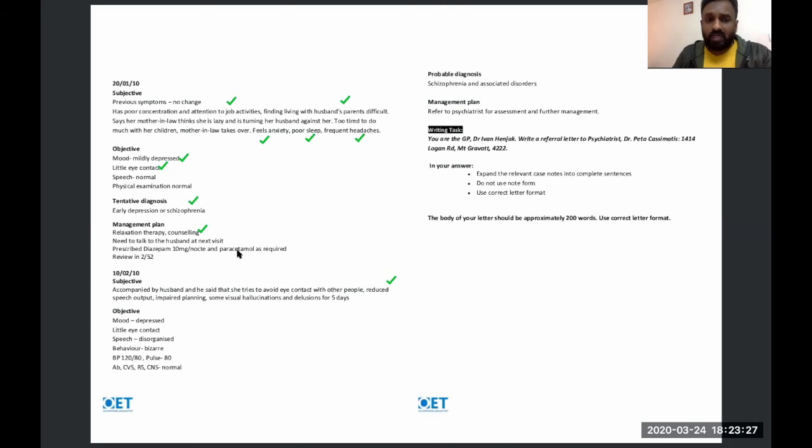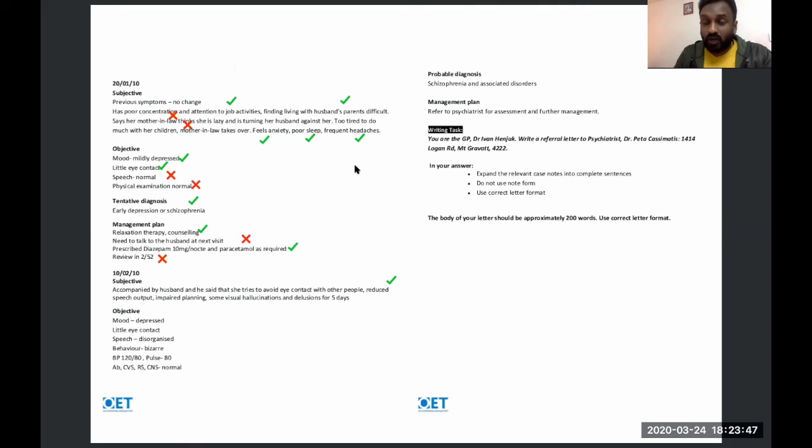Prescribed diazepam, Noctane and paracetamol, obviously required because that was your suggestion. Review was done in 2/52. 2/52 means 2 weeks. That's not required. Anyways, we're going to write about what has happened after 2 weeks. So hence this information, which I'm marking it wrong, is not required. Keep this in mind. This will make it very clear for you to write.